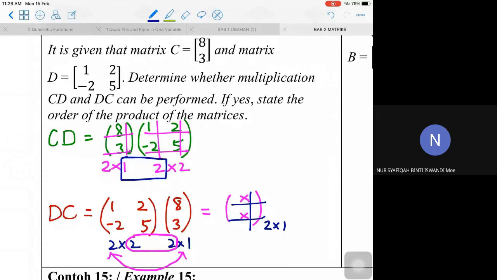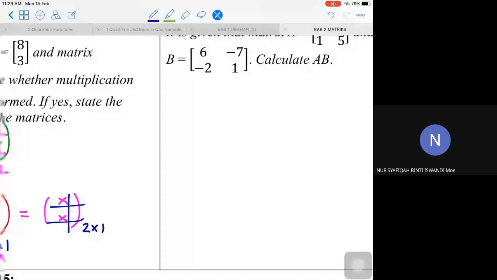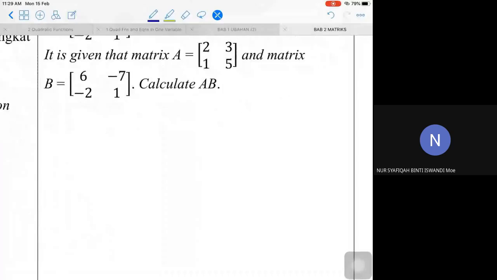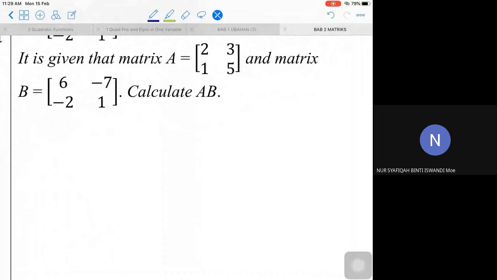Example 14. You are given the matrix A 2, 3, 1, 5 and the matrix B 6, -7, -2, 1. Calculate AB. If the question already asks you to do the calculations, it means the two matrices can be multiplied with each other. Tidak perlu kita argue lagi, memang boleh didarab. But how do we multiply? How?